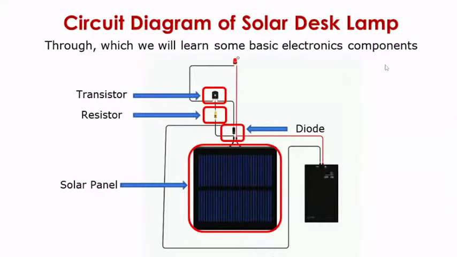So this is the circuit diagram of the solar desk lamp, wherein we have used the LED, a transistor, a resistor, a diode, and solar panel. Along with that, we are going to also use the rechargeable battery. We will learn about each of these components in detail now.